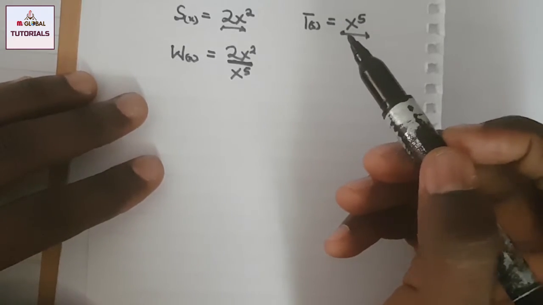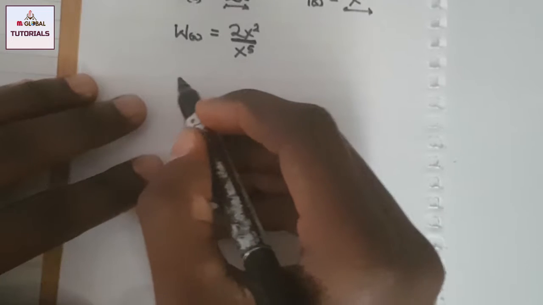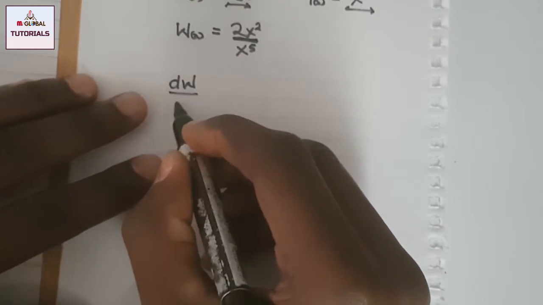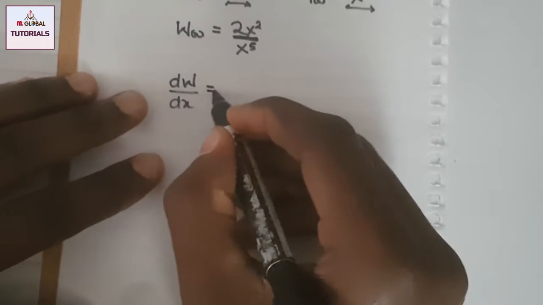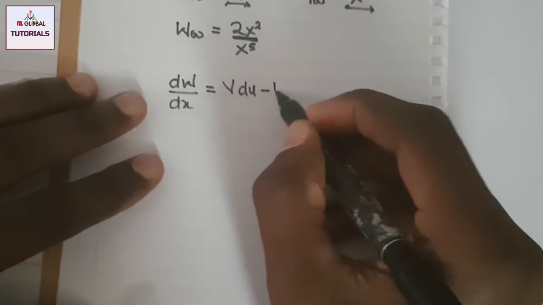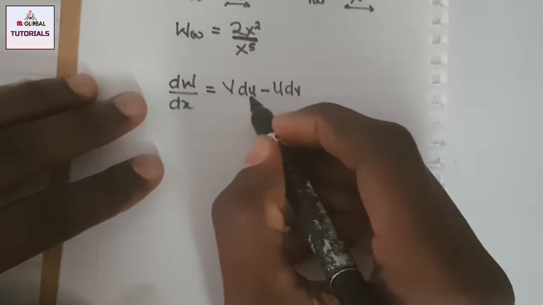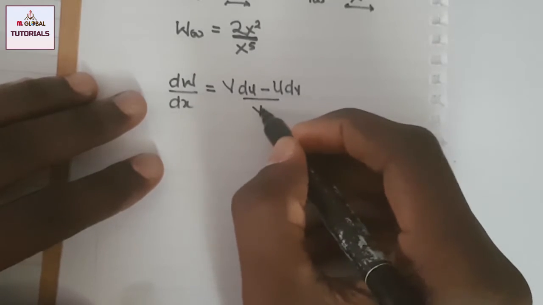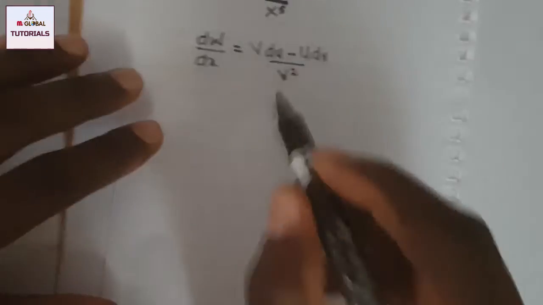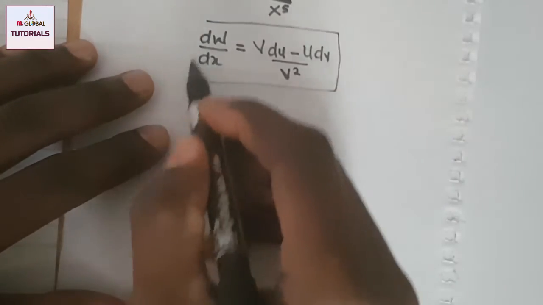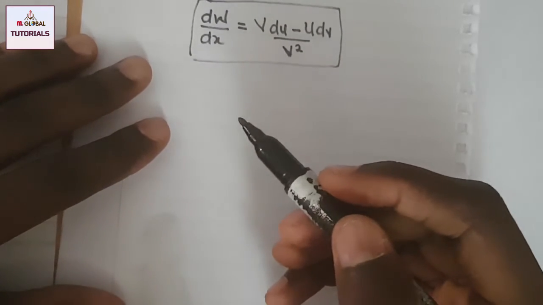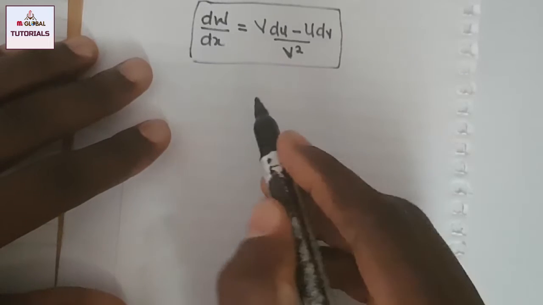Alright. So quotient rule, we put it like dw over dx to be v du minus u dv all over v squared. Okay, so this is the general rule for quotient. Why are we saying v du minus u dv? It's a very simple way.